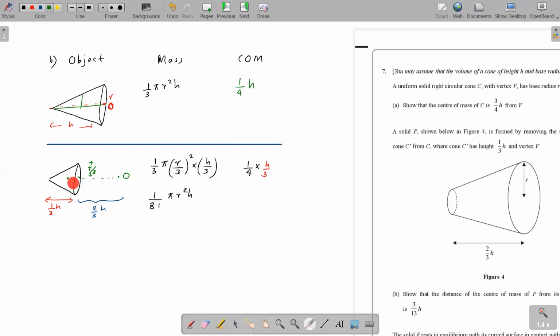Is that the distance I want here? No, I want it measured from the origin. So from the origin means I have to add 2 over 3h. Do you agree? Because I'm giving the center of mass from O, the 2 over 3h plus 1/4 of this cone's height. Do you agree? Can I know the answer here? Simplified answer: h over 12 plus 2h over 3. How much is it? 3h over 4. Do you agree?